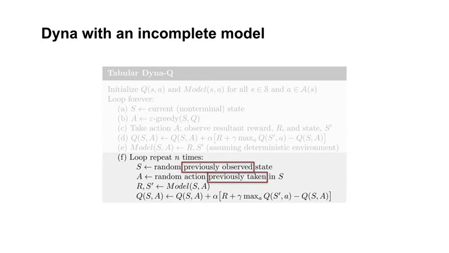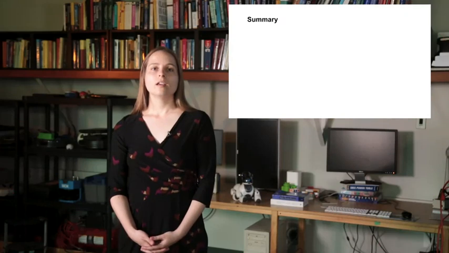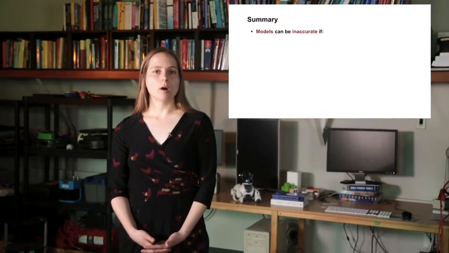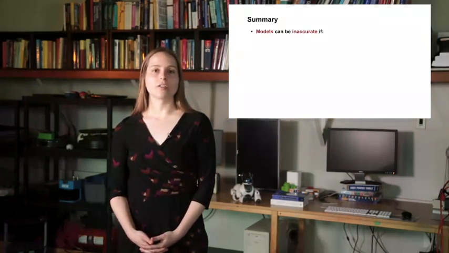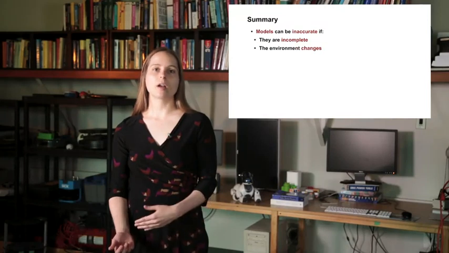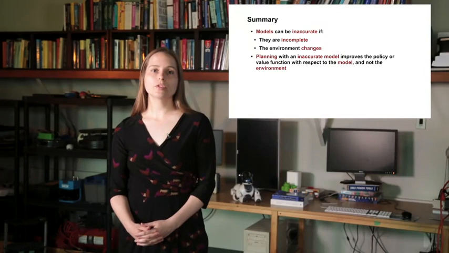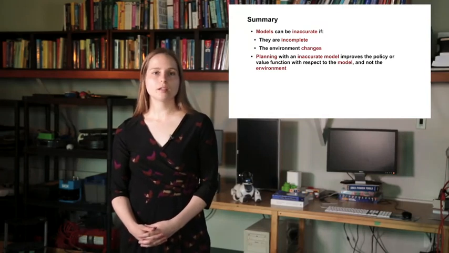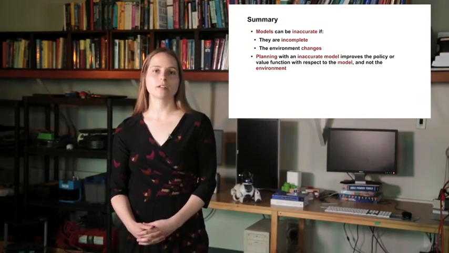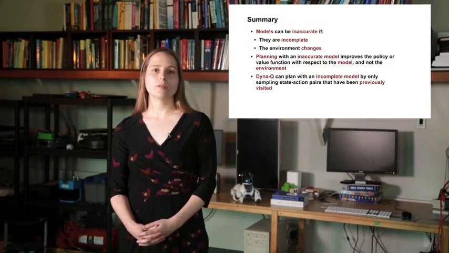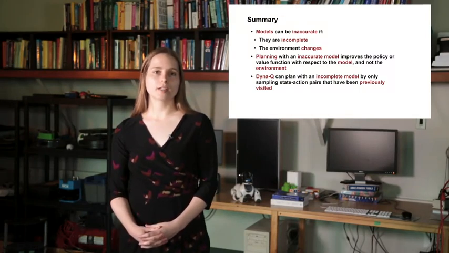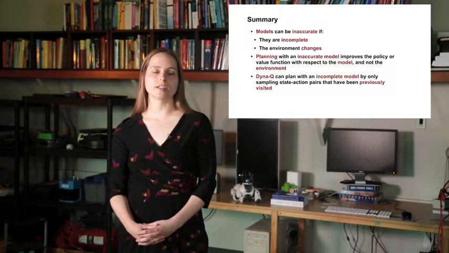the state-action space. In this video, we talked about how models can be inaccurate if they are either incomplete or if the environment changes. Planning with an inaccurate model improves the policy or value function with respect to the model and not the environment. And Dyna-Q can plan with an incomplete model by only sampling state-action pairs that have been previously visited.